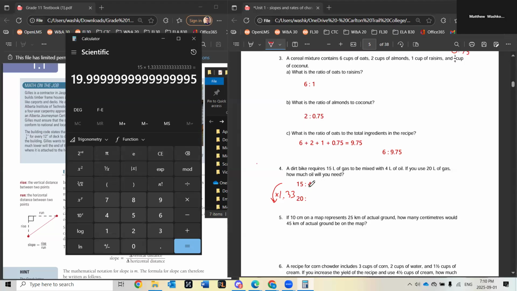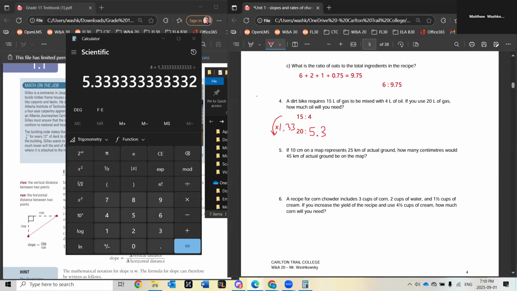So 1.33. So 4 times 1.33 gives me about 5, let's say 5.3. We don't gotta go crazy here. So it's about 5.33 liters of oil is what I need.